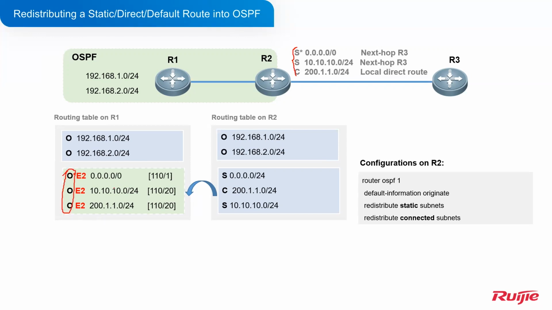But I think it's very easy for you to understand these two commands, redistribute. But what's the function of this command, default-information originate?